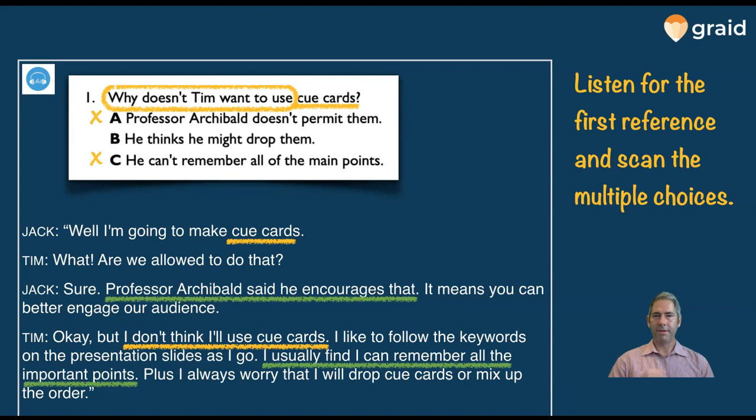The next reference is to C, where Tim says, "I usually find that I can remember all the important points." Again, that contradicts what's on the question paper, where option C is he can't remember all of the main points. So use of synonyms again, important to main. That still applies to the listening test. Perhaps from a process of elimination, we can be sure that the answer is B, but let's check the answer anyway. And it's given when Tim says, "plus I always worry that I will drop the cue cards."